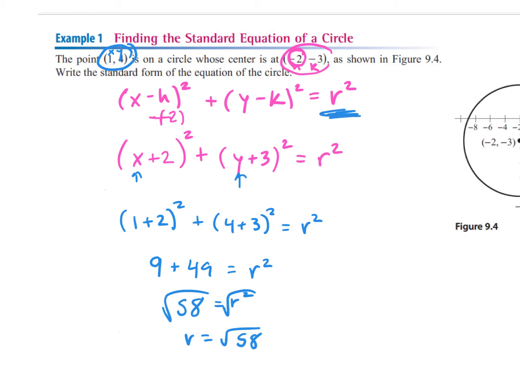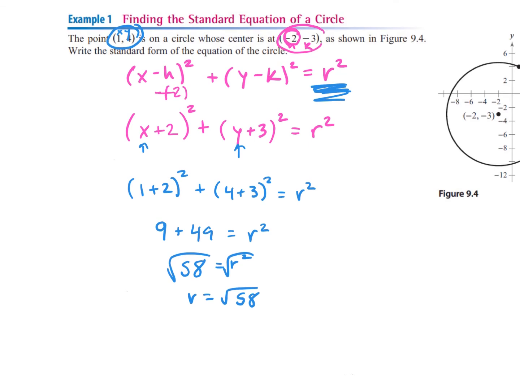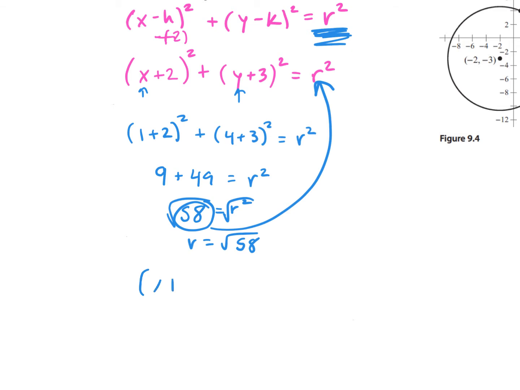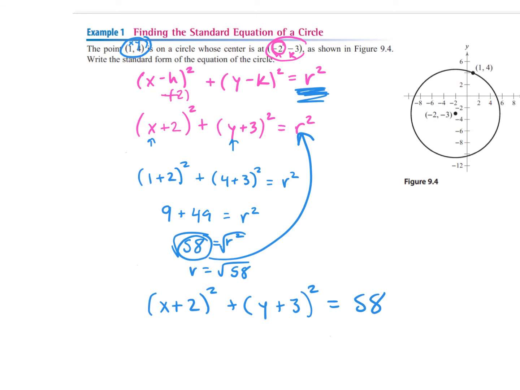But in our equation here, it is equal to r squared. So we just want to take r squared and plug that in. So what's our r squared? 58, just 58. So our radius is square root 58, but our radius squared is just 58. So we're just going to take 58 and plug it into r squared. So we have (x + 2)² + (y + 3)² = 58. And this is our equation of the circle.